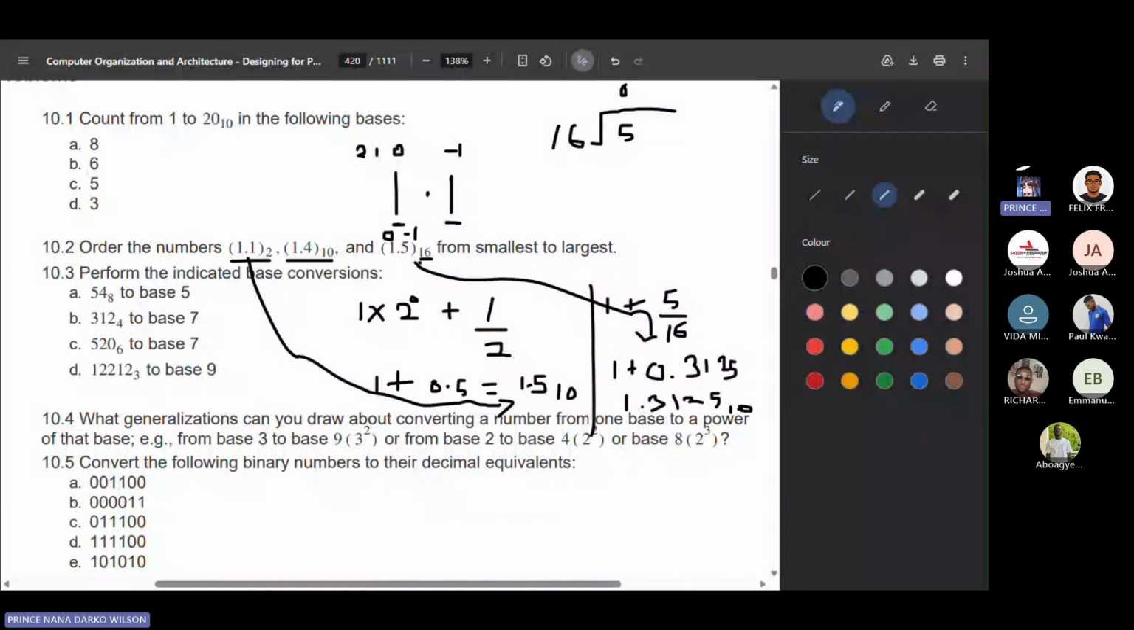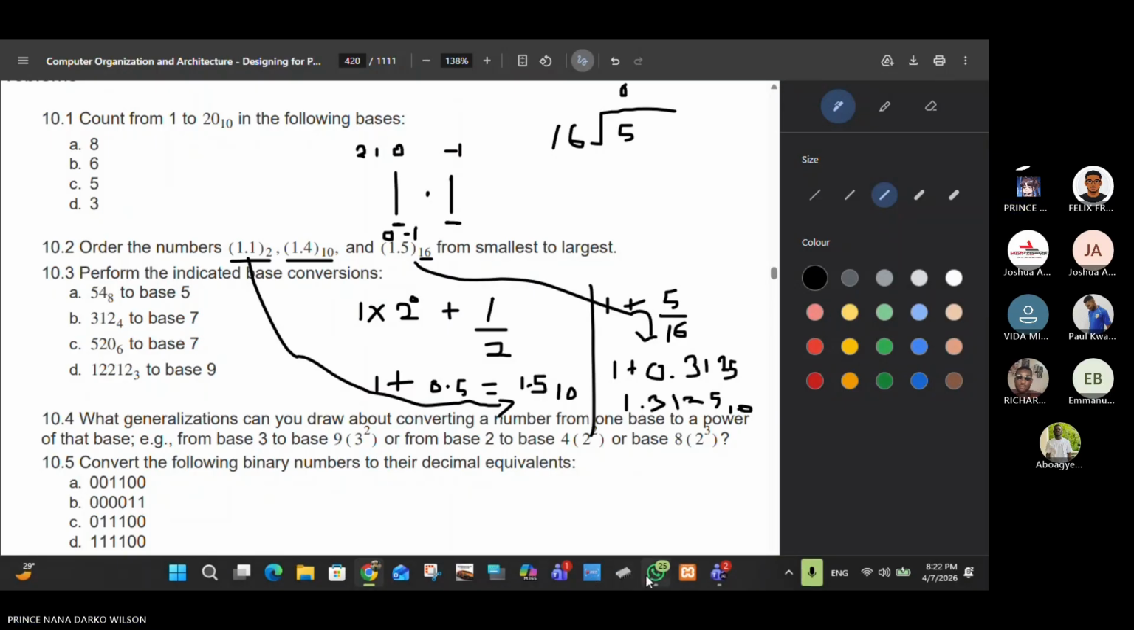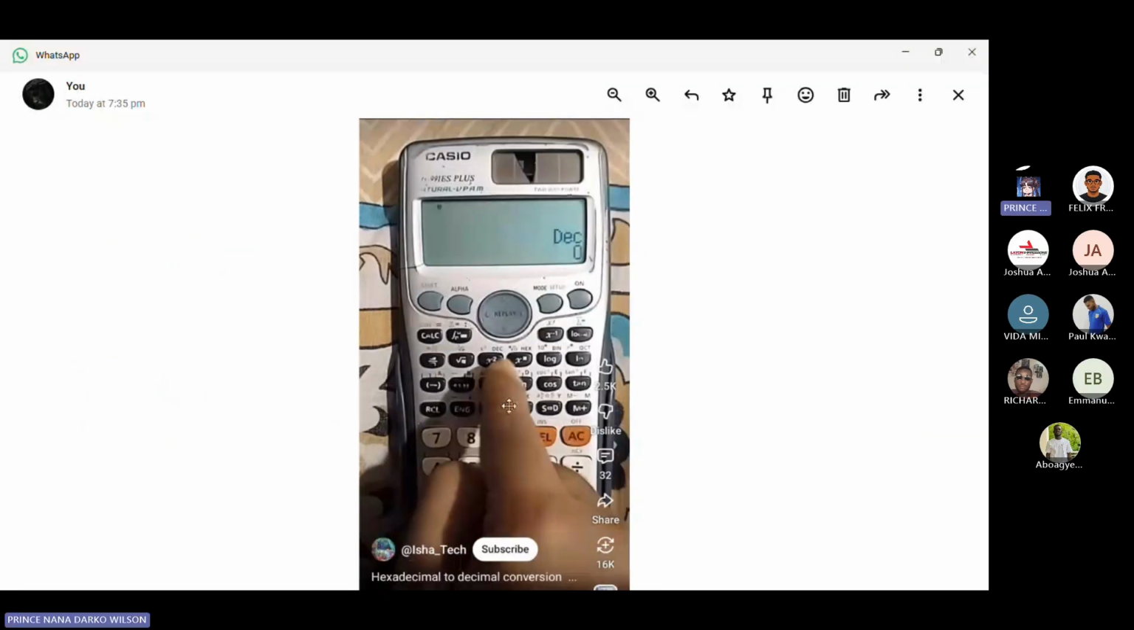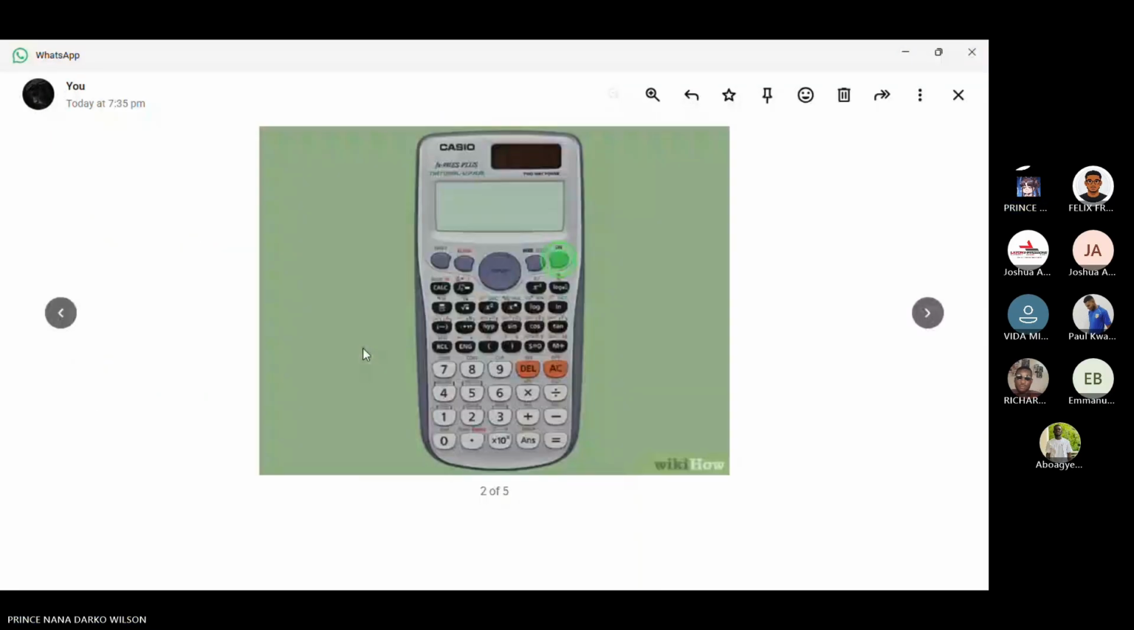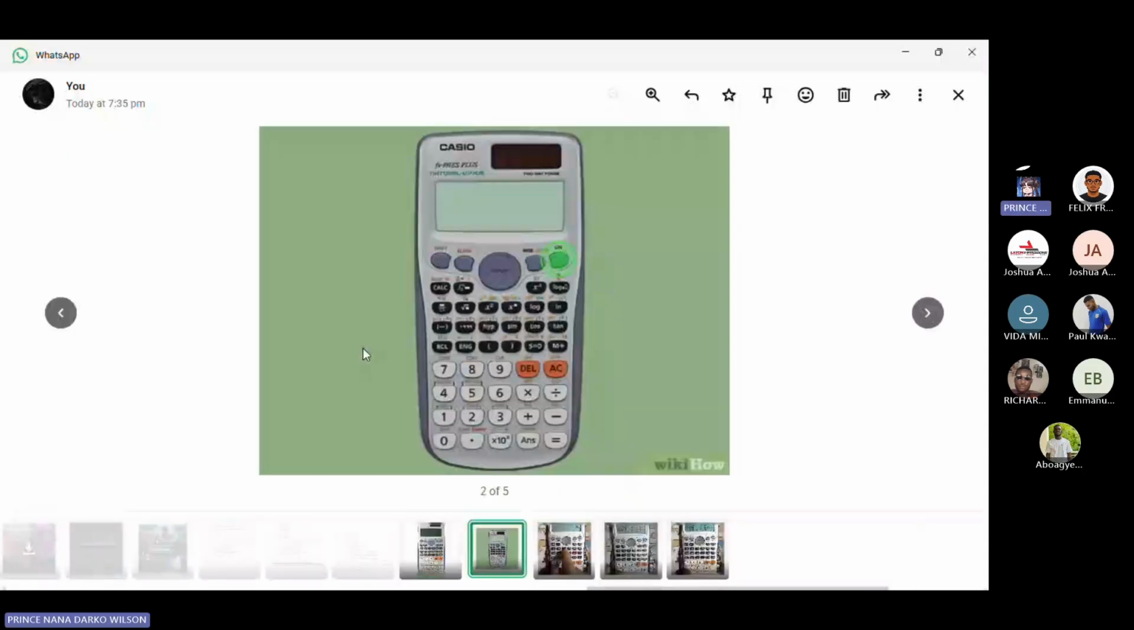So what I was saying is, let me display that very screen again. One way you can do that is on your calculator. You can go to mode.